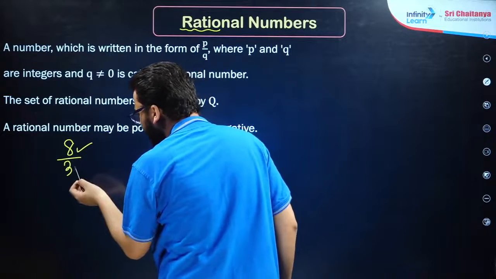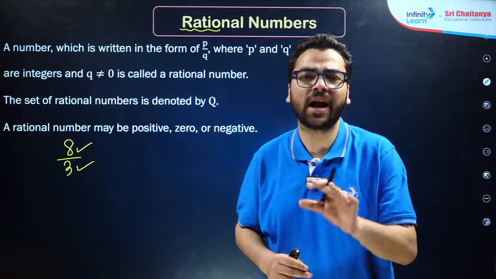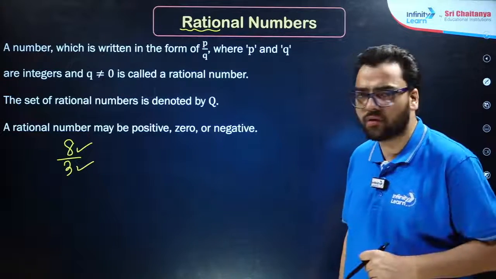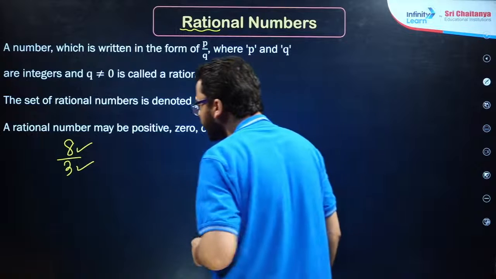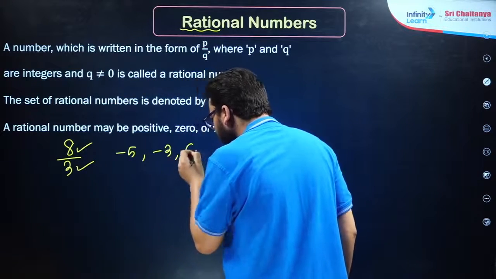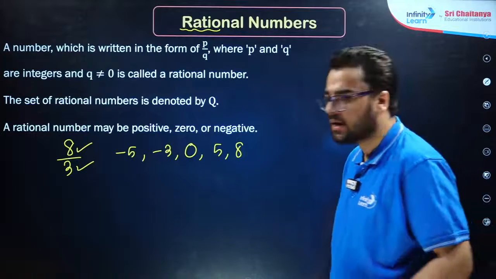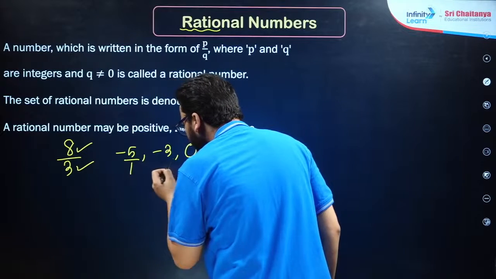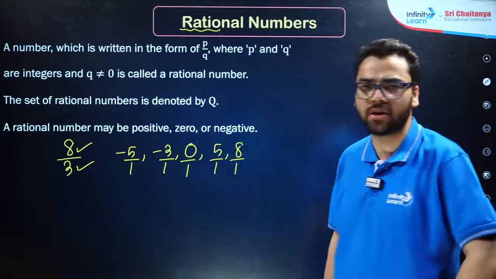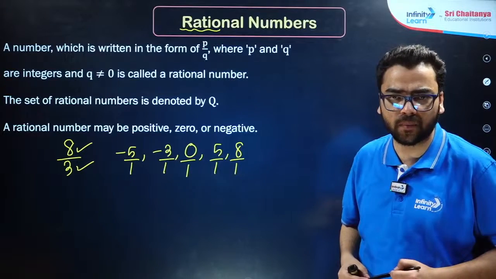You see, this is an integer and integer. So if you're taking the ratio of two integers and the denominator is not equal to 0, then that is a rational number. Now you see over here that every integer is also a rational number. For example, you take -5, -3, 0, 5, 8, all of them are rational numbers because all of them can be written as a ratio of two integers, where the denominator is not equal to 0. So every integer is also a rational number.